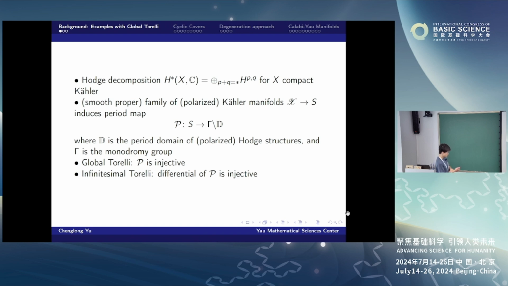And the global Torelli theorem says that P is injective. So in some cases we may have the global Torelli theorem. When we say it satisfies global Torelli, it means this map P is injective. And infinitesimal Torelli usually is easier. We can just look at the differential of this map and try to see whether it's injective or not. So we will see some examples.